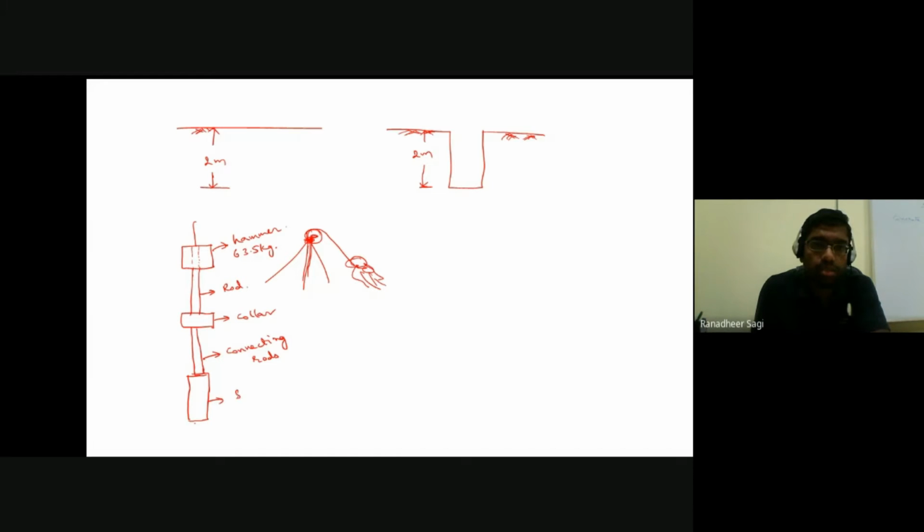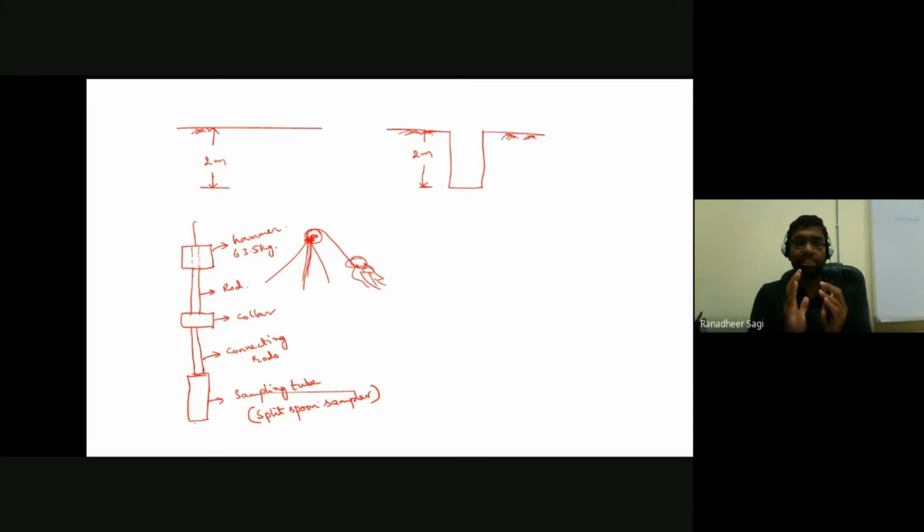Okay, so this is your sampling tube. And the type of sampling tube used in the SPT test is what is called a split spoon sampler. It's a hollow cylindrical sampling tube, where that hollow cylindrical sampling tube can be split into two parts. Two hollow cross-sectional parts it can be divided into, and that's the reason why it is called a split spoon sampler. We'll be seeing that sampling tube, how it looks, and so on.